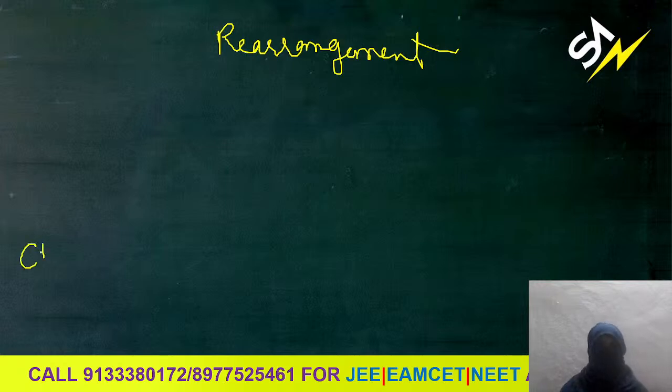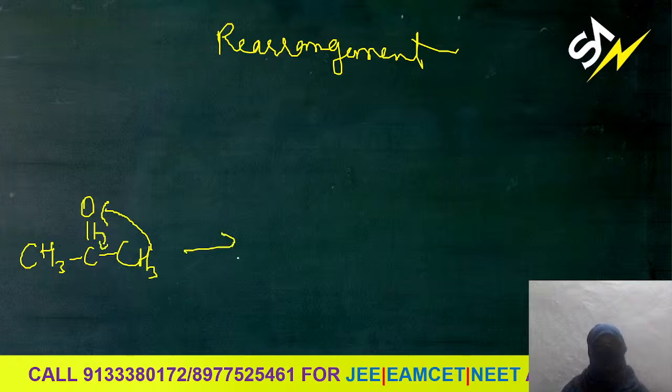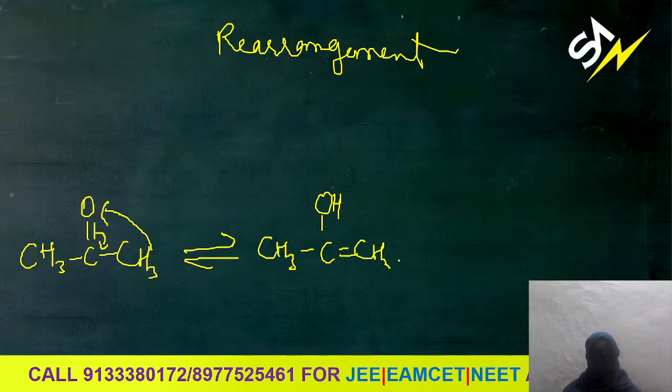So keto-enol tautomerism is the best example to explain rearrangement. Hydrogen will go to this oxygen. Bond will go here, forming OH. The pi bond comes here, that's where the carbon-carbon double bond will get changed. You see, nothing is added, nothing is removed, nothing is substituted, only the atoms undergo shifting in the same molecule. That's known as rearrangement. That's all for these reactions.